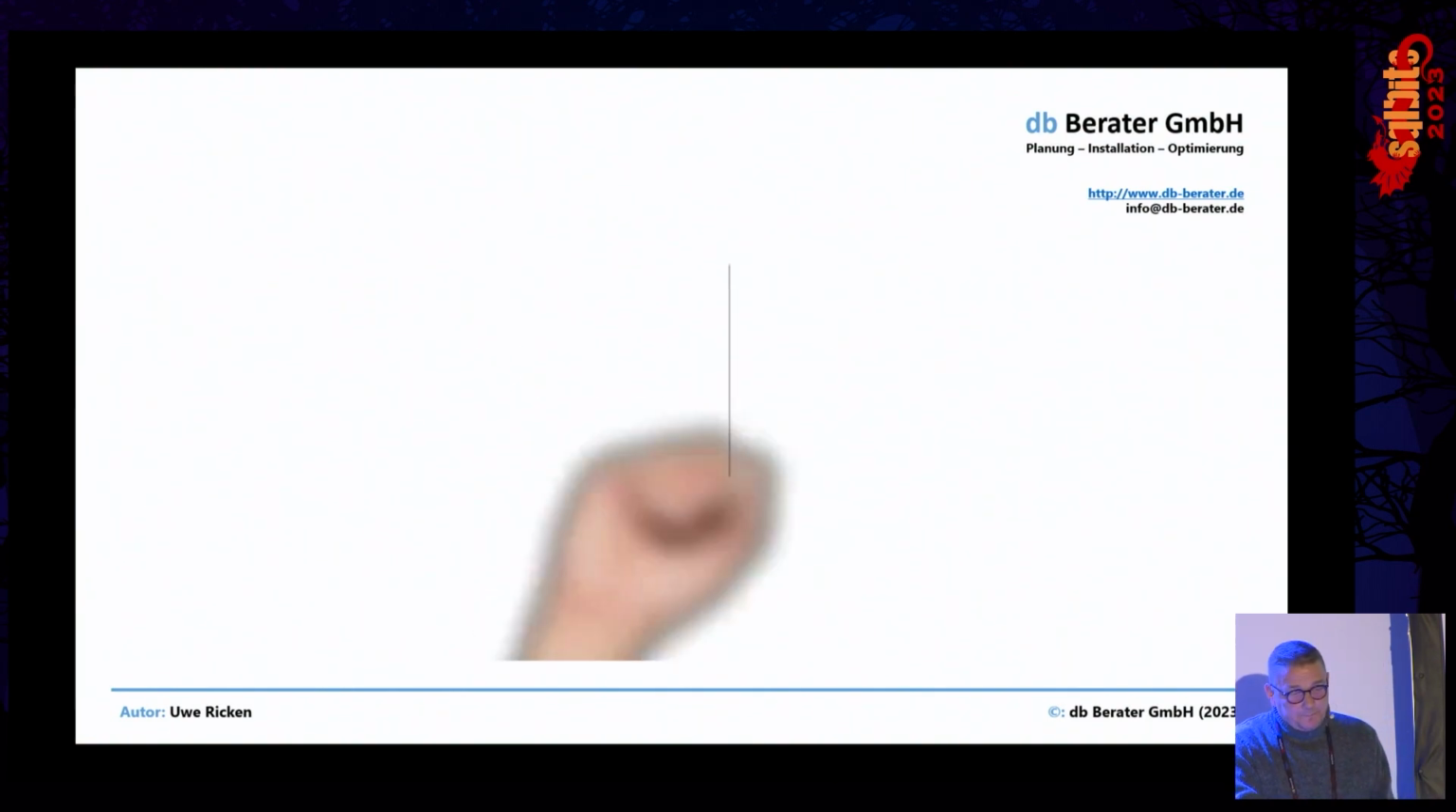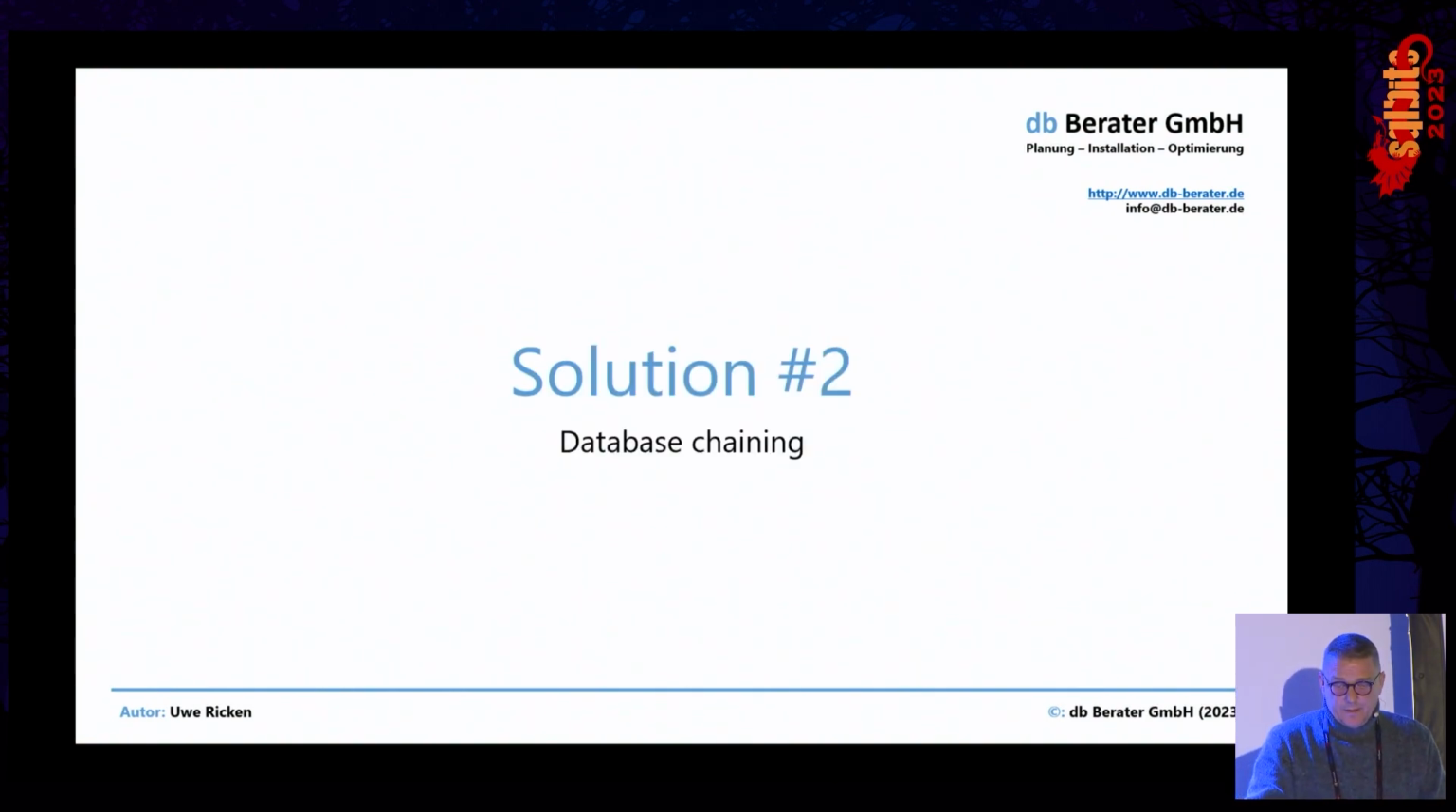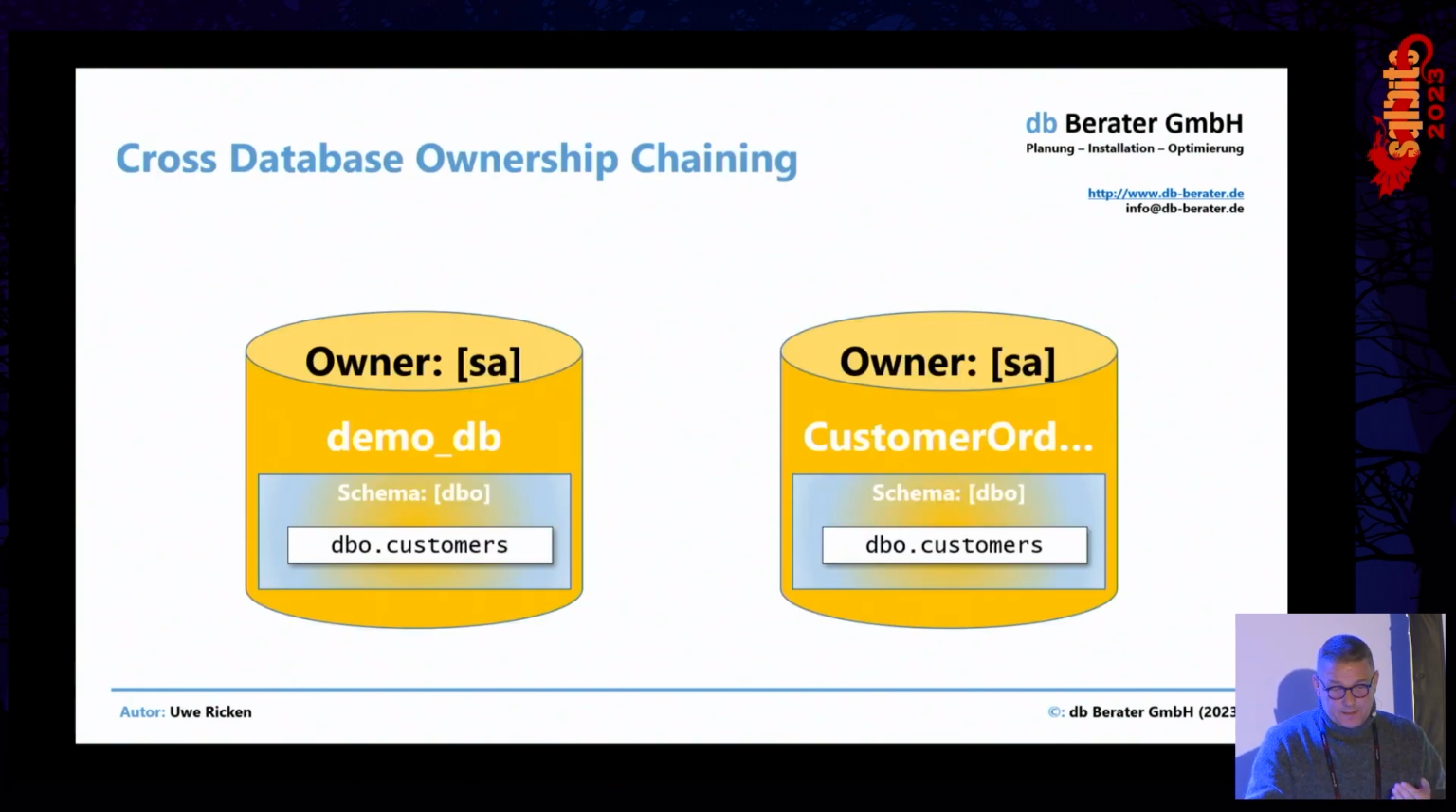And then we try to do that with database chaining in the same way. Database chaining is working with exactly the same technology. What it means is when we access an object from DemoDB, when I run a select on the customers, it first of all checks who is the owner. If the table itself does not have an owner, we check the container, which is the schema. Who is the owner? The owner is the DBO.